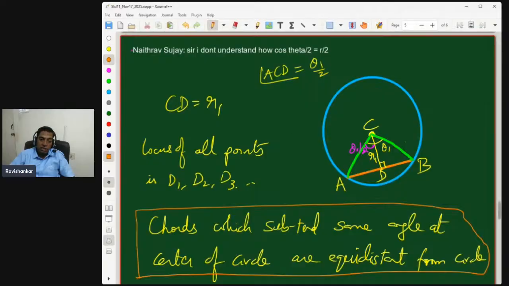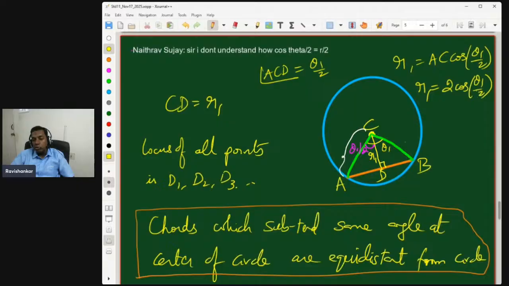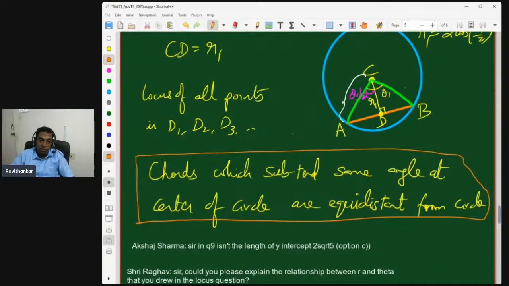And AC is equal to 2. So R1 is AC cos theta 1 by 2, which is equal to 2 cos theta 1 by 2. So R2 will be 2 cos theta 2 by 2. If some other angle is being subtended, it will be some other thing. But all chords that subtend angle theta 1 will be at the same distance R1 from the center. That is why this is a theorem.